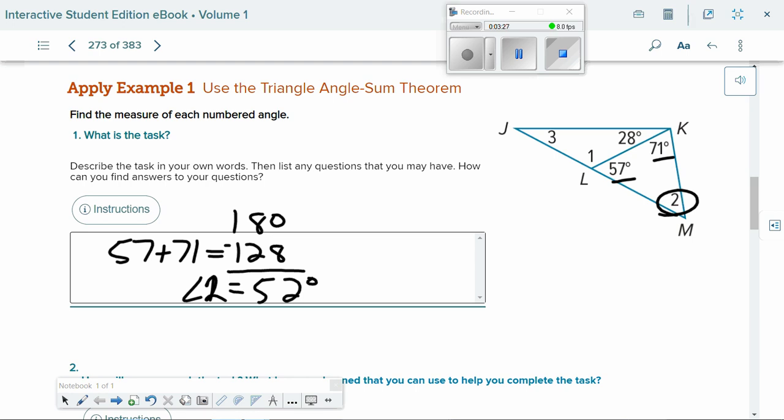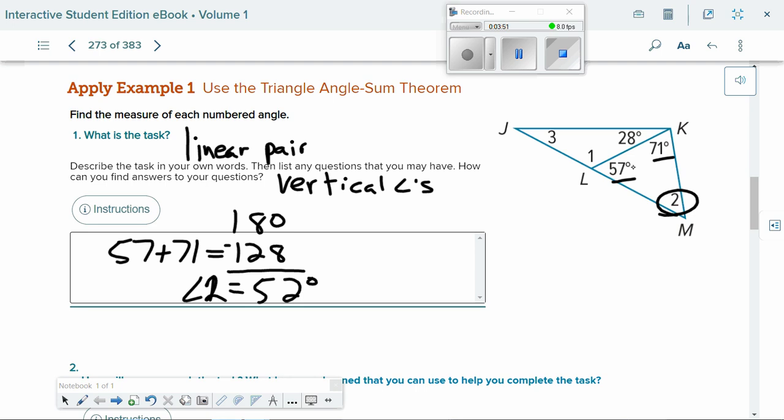Now, the other thing that happens with this is some rules that we need to remember. We need to remember what a linear pair is, and later on we're going to need to remember what vertical angles are. A linear pair means 2 angles that add up to 180. Vertical angles are going to be equal.